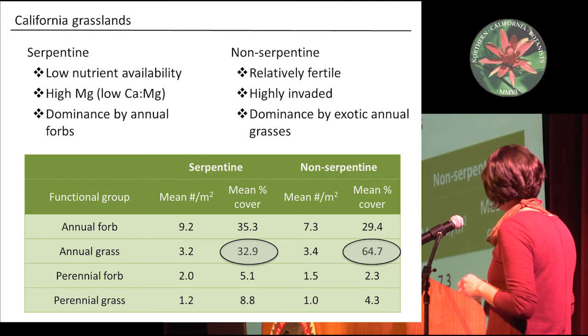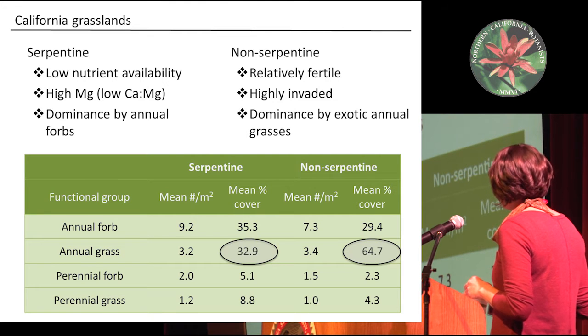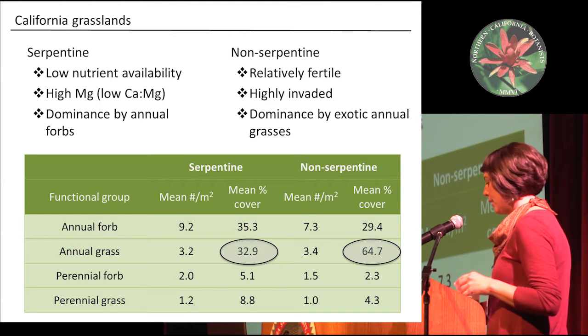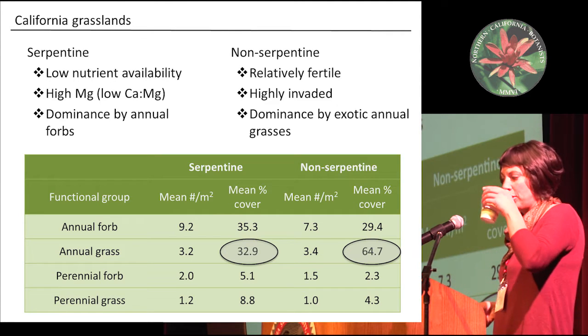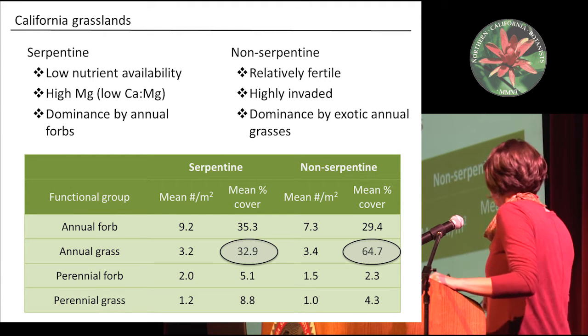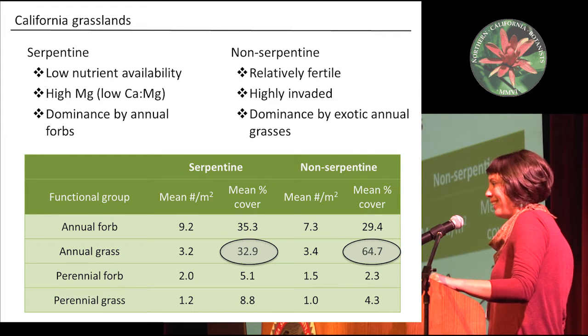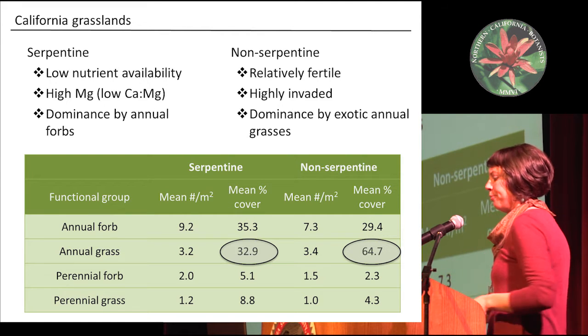And this table sort of points out some of the differences in the functional groups. So in terms of species richness and cover, serpentine communities have more annual forbs. And they also tend to have more perennial forbs than grasses. But like I said, the big difference between these two grasslands is the amount of non-native grass cover, which is pretty dramatic. And these are averages of about 40 non-serpentine and 40 serpentine sites. So in some cases, this figure here can be 100%.